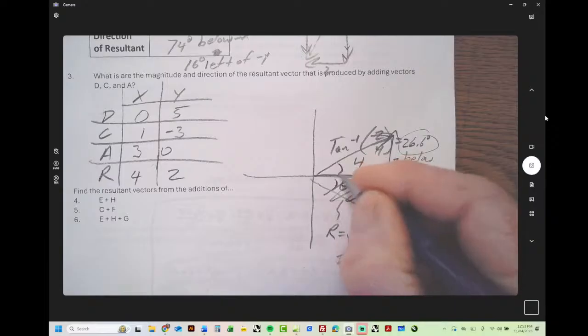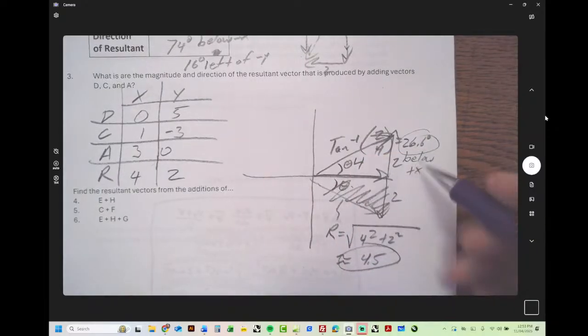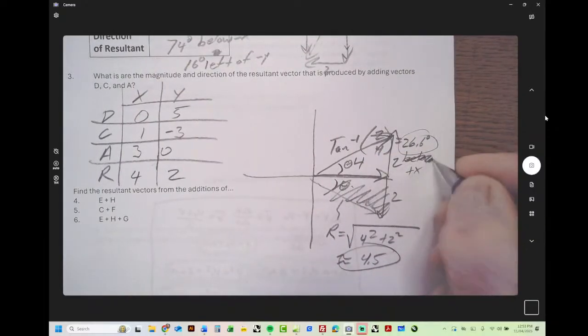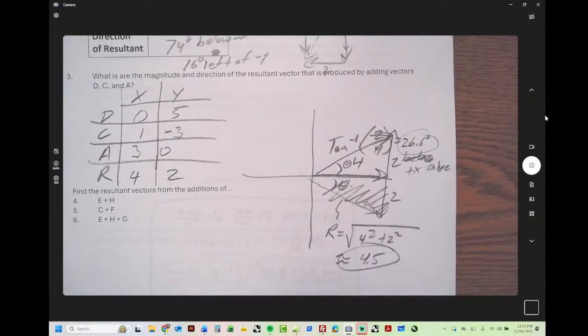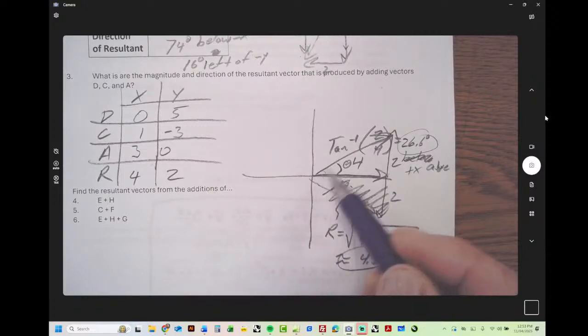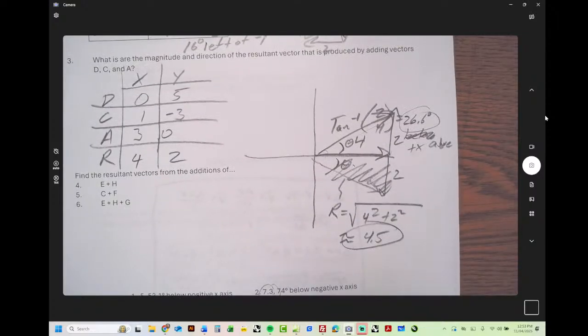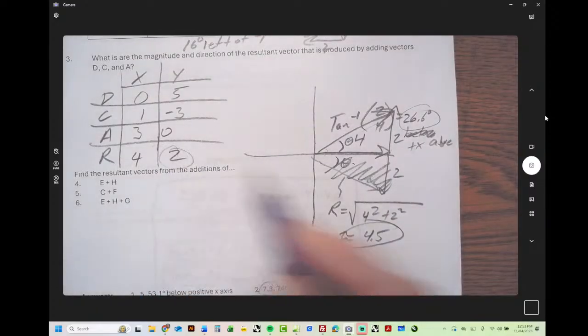Just pretend that didn't happen. No, I'm gonna pretend it did. So 26.6 above positive x. At least I got the hypotenuse right. Still 4.5. Thank you. So positive.